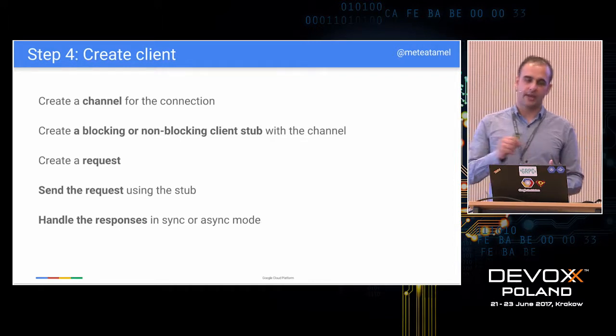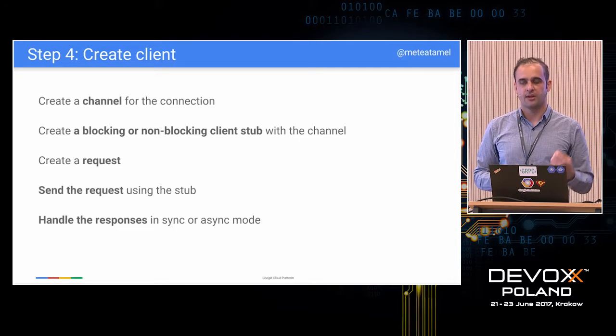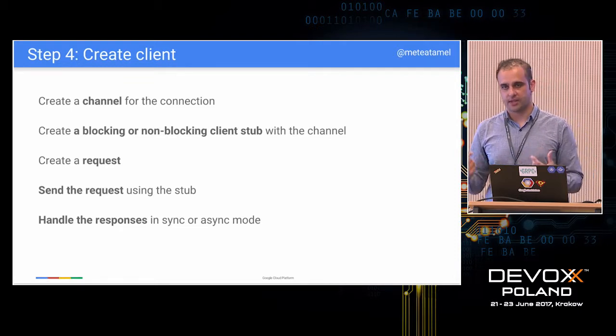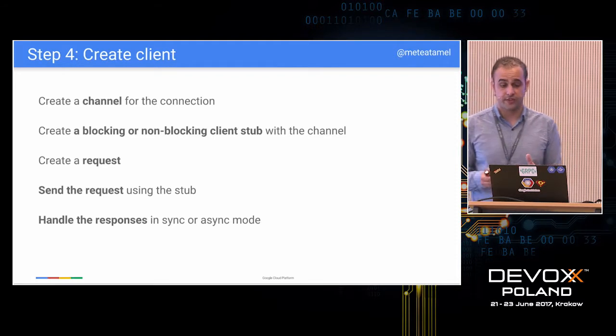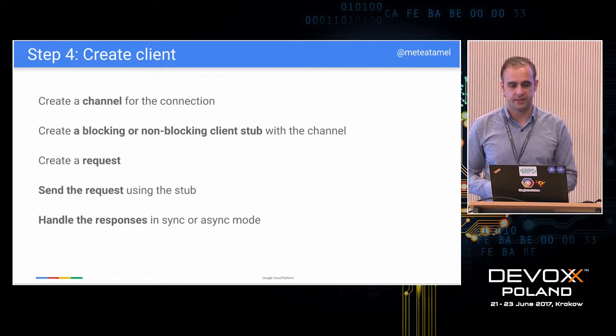So in blocking, you make a call to the server, and it blocks until it gets a response. In non-blocking, you basically have a callback that gets called when you need it to get called. In the first example, I'll show you a blocking example, but then in the chat example, I'll show you a non-blocking one. But you have a choice on how you want to get messages, basically. And then you create a request, you send the request, and then you handle the responses either synchronously or asynchronously.